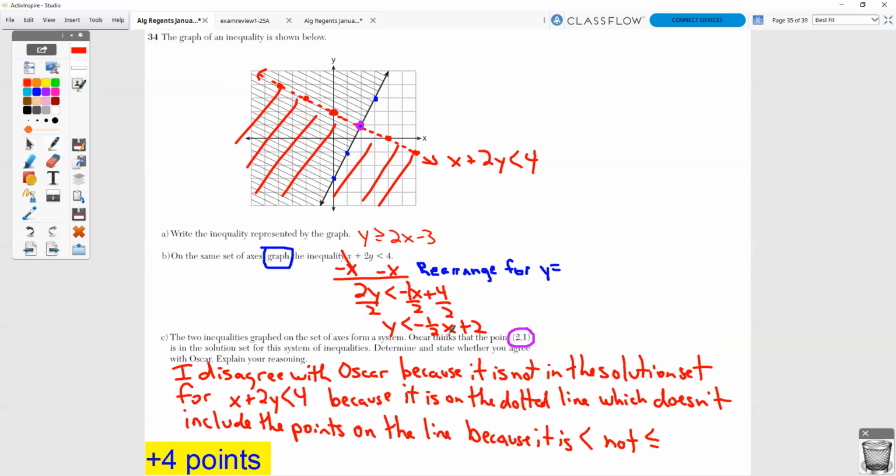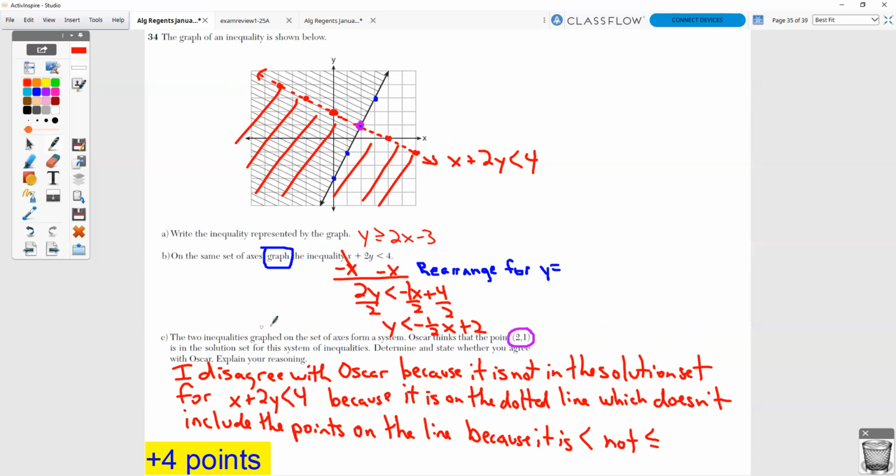So I would do a table to find your points. You're going to connect it with a dotted line shading below, right? Dotted line shading below. That would be worth 1 point if you graphed it correctly. Make sure you have arrows on the ends of your lines.